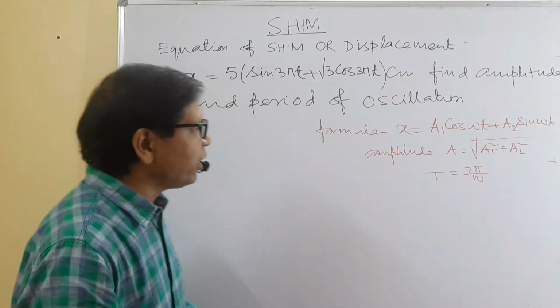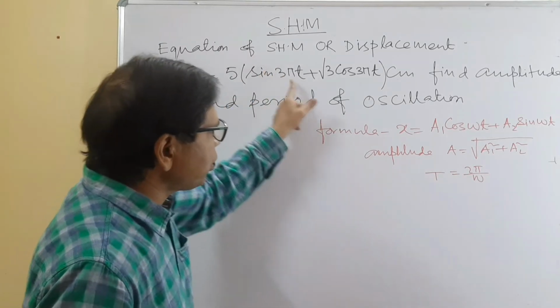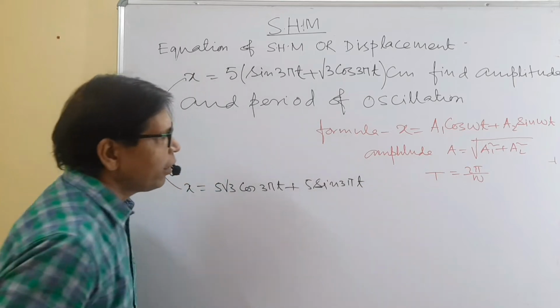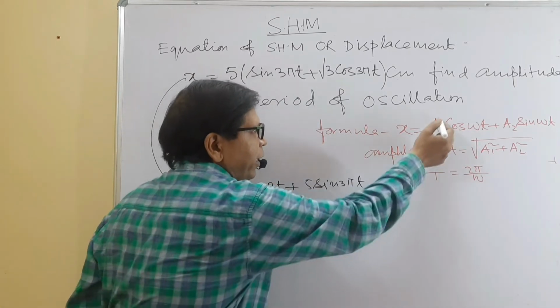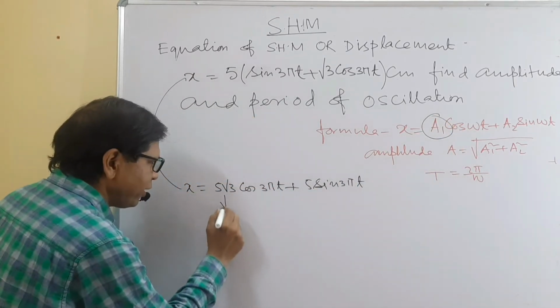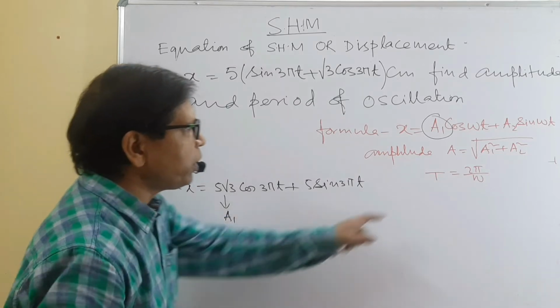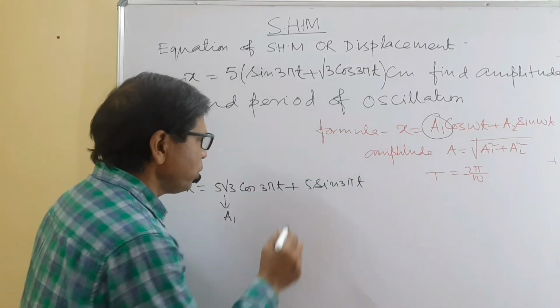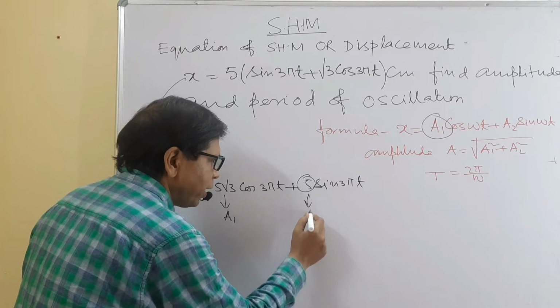Okay, now look at this. We compare this equation with this. Now look at this. The coefficient of cos is a1. So this is a1. And the coefficient of sine is a2. So this is a2.